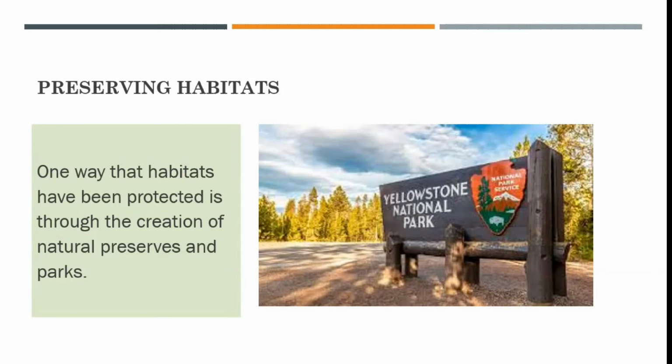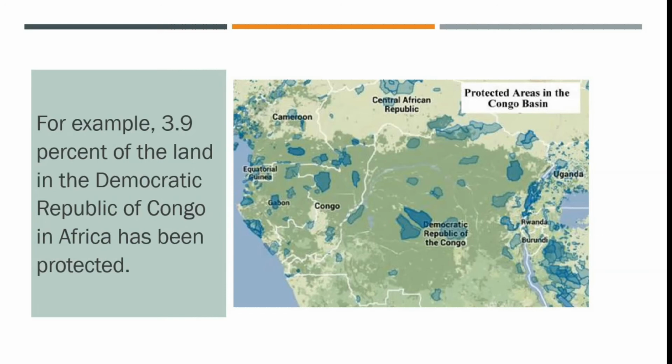live in them. For example, 3.9% of the land in the Democratic Republic of Congo in Africa has been protected. However, this small amount of land is home to almost 90% of the nation's bird species.